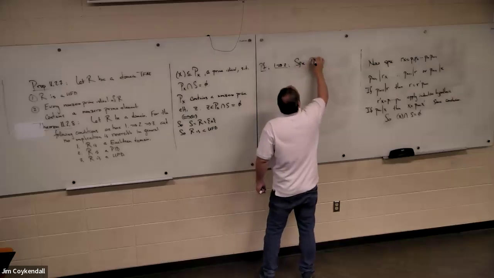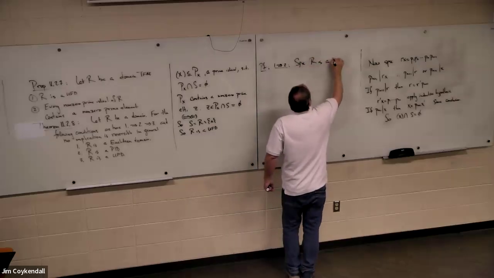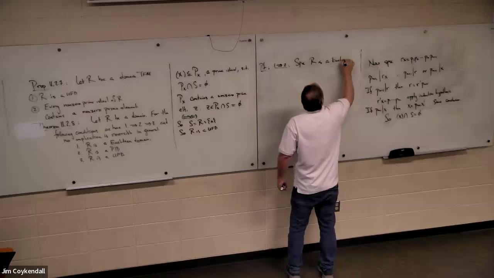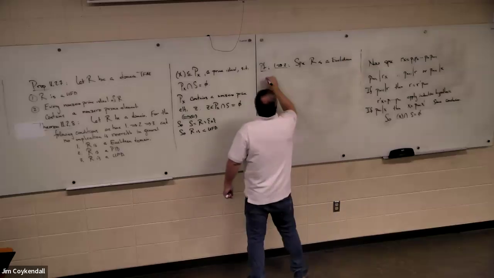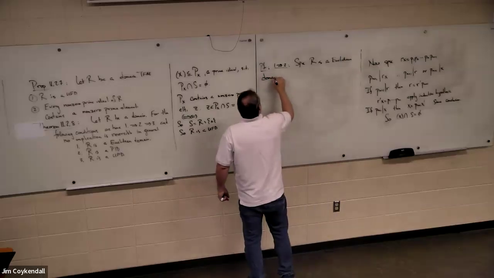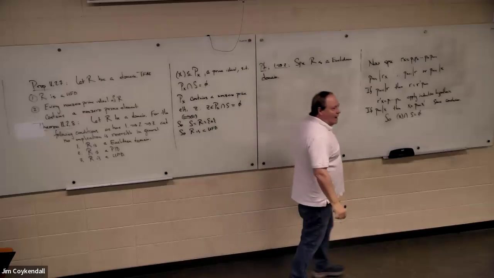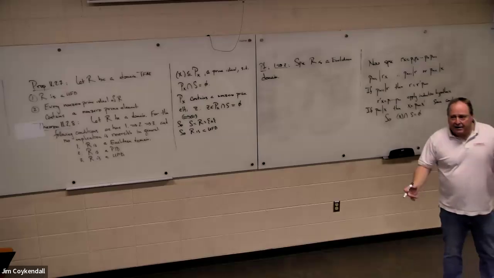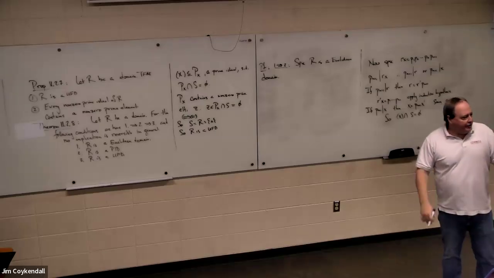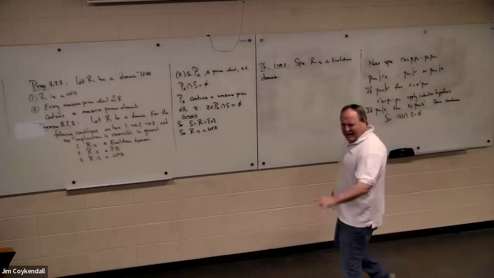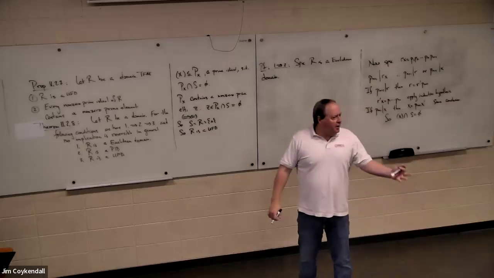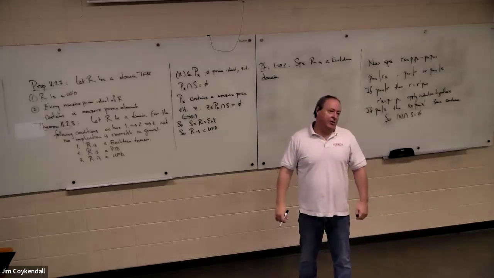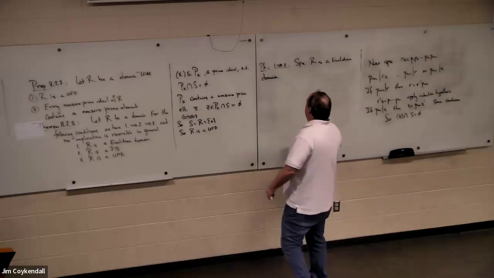Suppose R is a Euclidean domain. I want to show that R is a principal ideal domain. So I want to show that every ideal in R can be generated by a single element. So let's pick one. Let's make the ideal not zero, because certainly zero is generated by a single element.